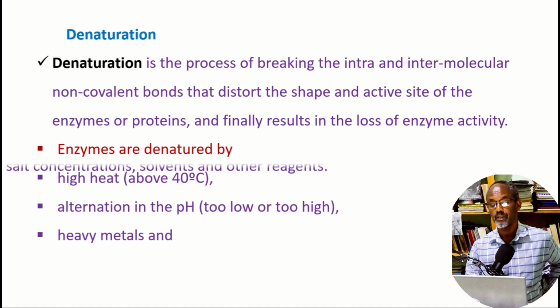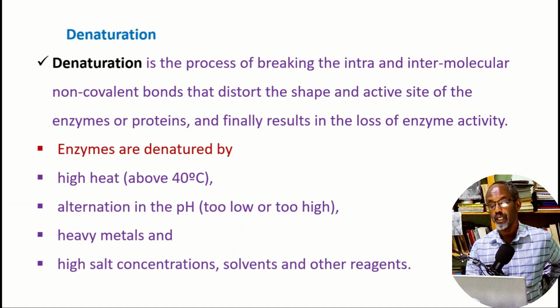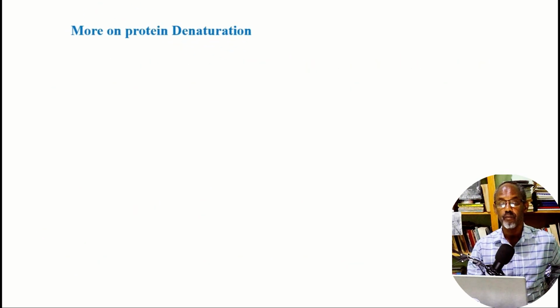Heavy metals, high salt concentrations, solvents, and other reagents can cause denaturation. You see, high salt, these are chemical agents. Heavy metals, high salt concentration, solvents, other reagents can denature. These are known as agents of denaturation. Now, more on protein denaturation in detail, if you like.